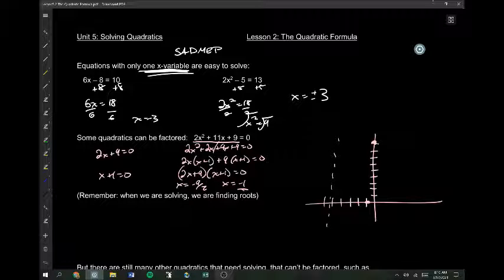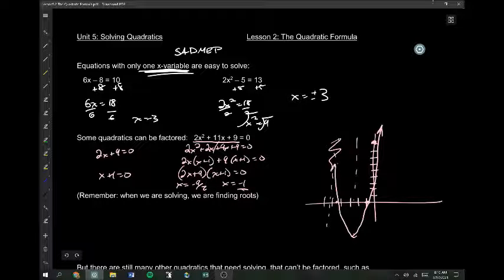Oh yeah, sorry, this is the wrong AOS. This is incorrect. Roots at -1 and -4.5. So the AOS is actually going to be right about here. When you're solving, you're finding roots. The roots are -1 and -4.5. So we can find roots by solving these quadratic graphs.